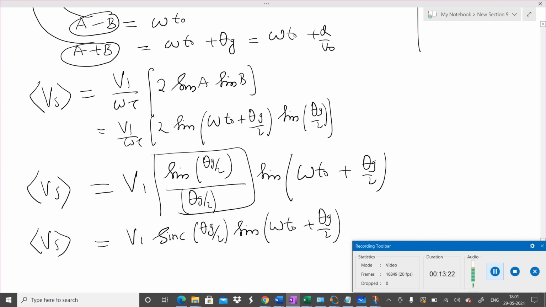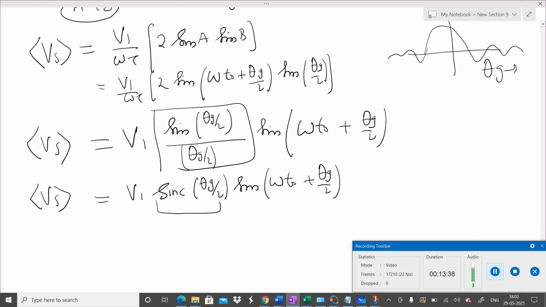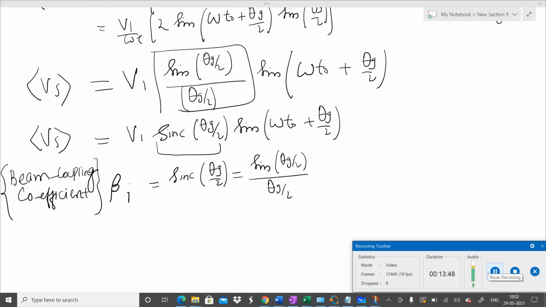So it tells us this thing. You know the behavior of the sinc function, it's like this. As theta g increases, the value of sinc decreases. And this sinc function has a very important role to play. It is defined with a separate symbol beta I, and it is called the beam coupling coefficient. As we see, if theta g increases, the value of beam coupling will decrease, and so the velocity modulation, as you will see, will also get decreased.